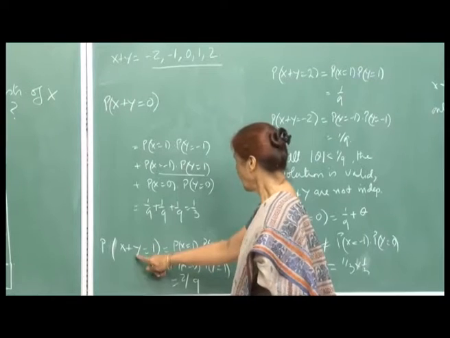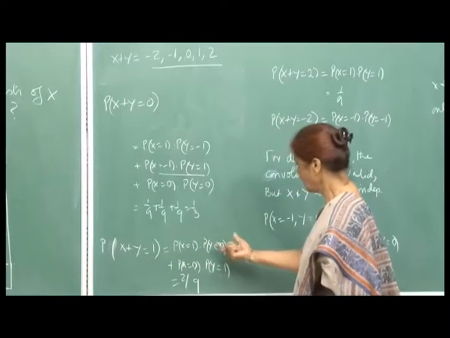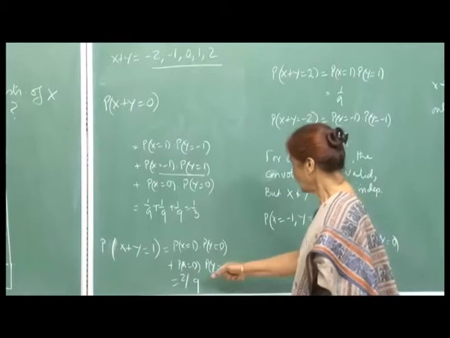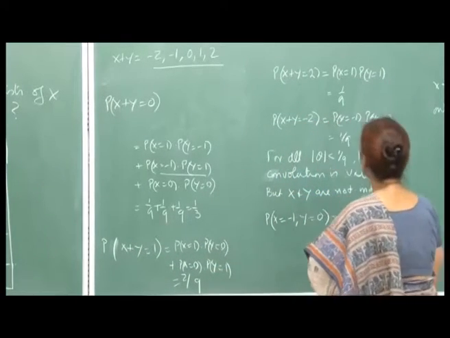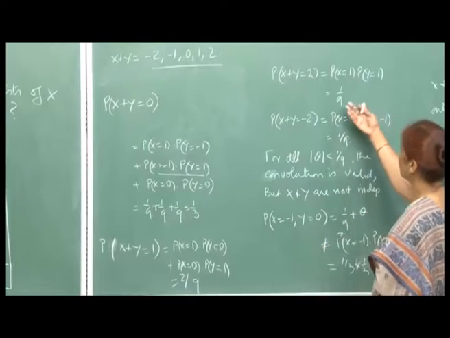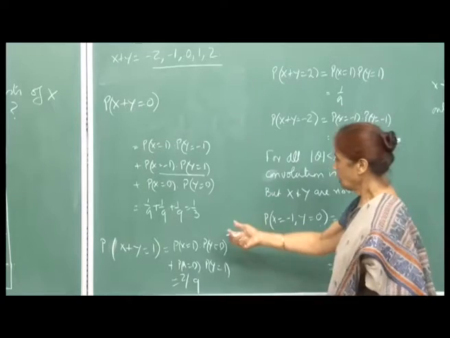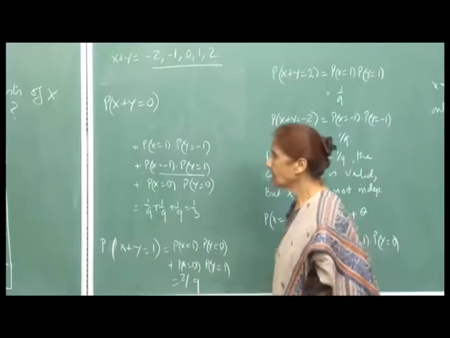These are the only two ways you can convolve the sum x plus y equal to 1, and therefore this probability is 2 by 9. I have tried to compute this just to make sure, because even if for one single value the convolution does not hold, then I cannot say that.